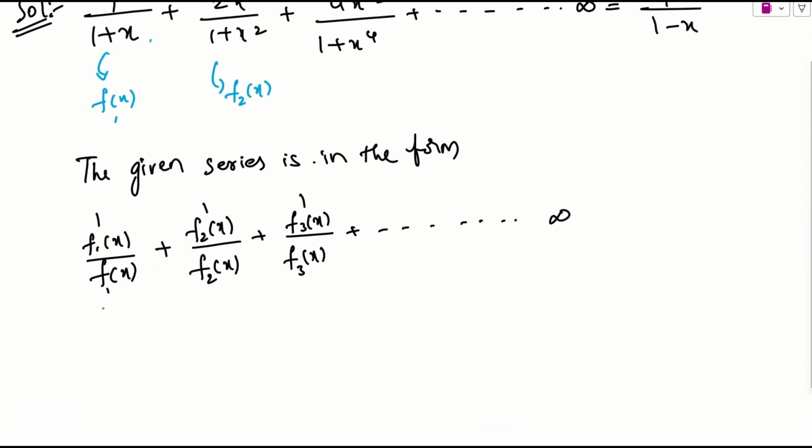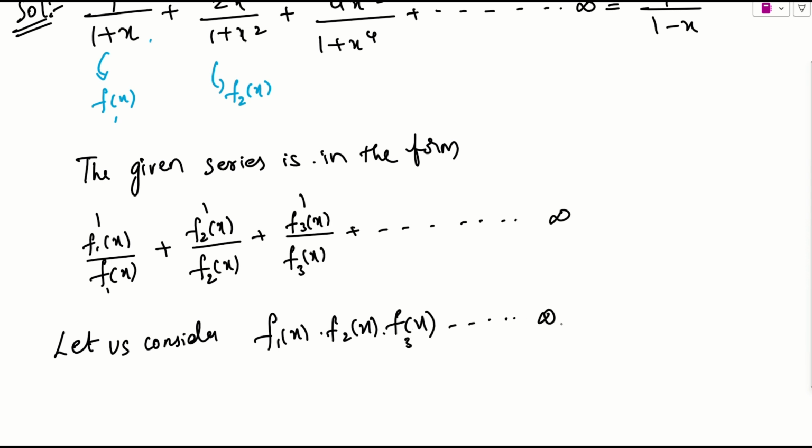Okay, if you did not understand, don't worry. So now simply let us consider the following case: the product of the terms. What is the product of the terms? f1 of x, f2 of x, f3 of x, and so on up to infinity. Instead of going up to infinity, let us take it up to n terms. Is it okay? So that is f1 of x, right?